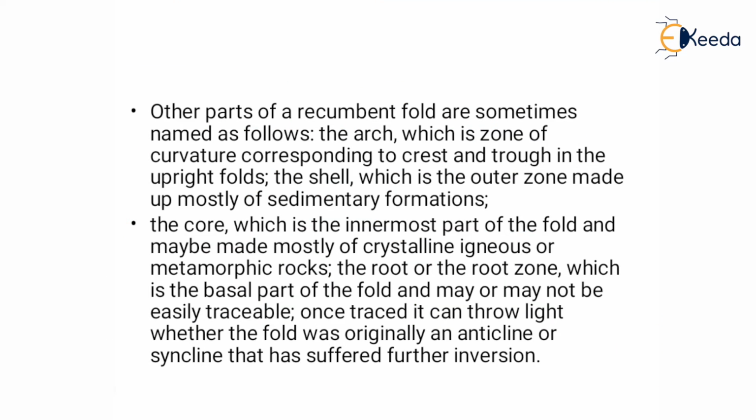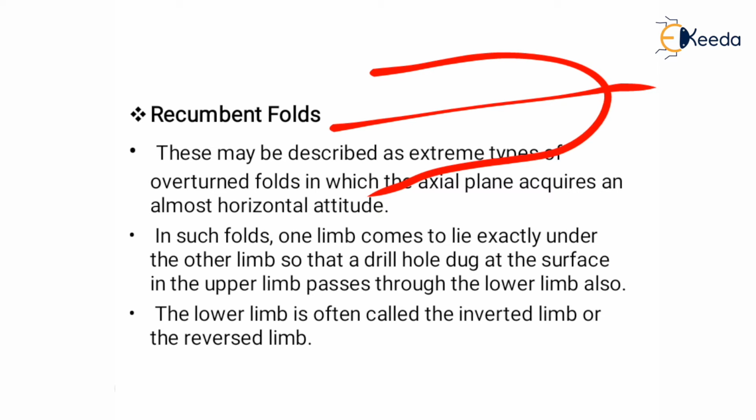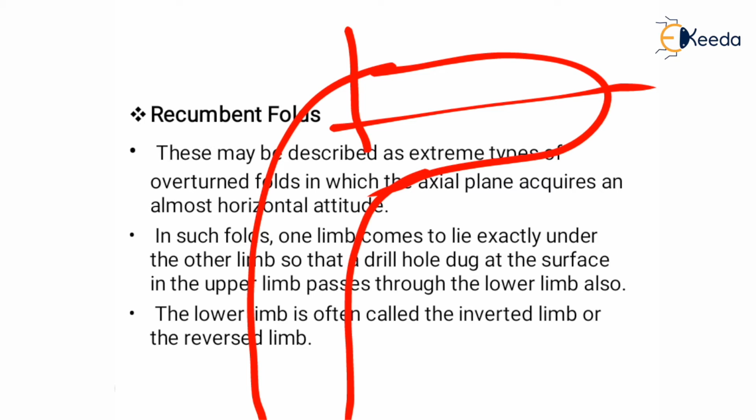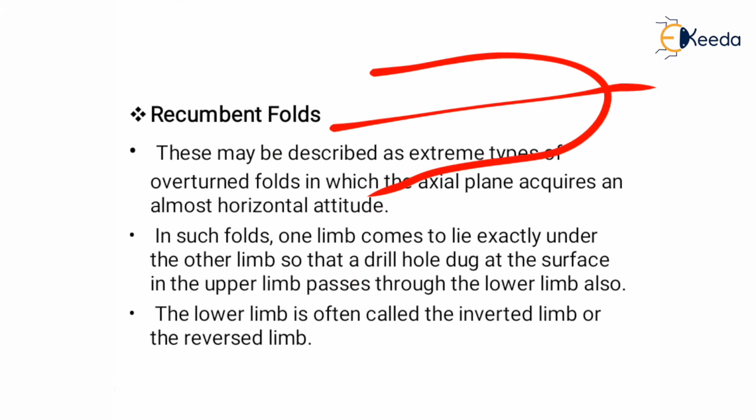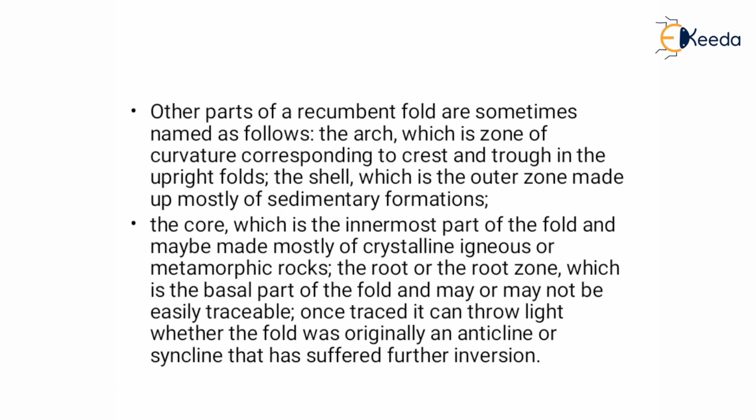See, information about the recumbent fold. These may be described as an extreme type of overturned fold in which the axial plane acquires an almost horizontal attitude. In such a fold, one limb comes to lie exactly under the other limb. So if they drill a hole from the surface, the hole passes through the upper limb and then through the lower limb. The lower limb is often called the inverted limb or reverse limb. See, this is the horizontal limb and this is called the inverted limb.